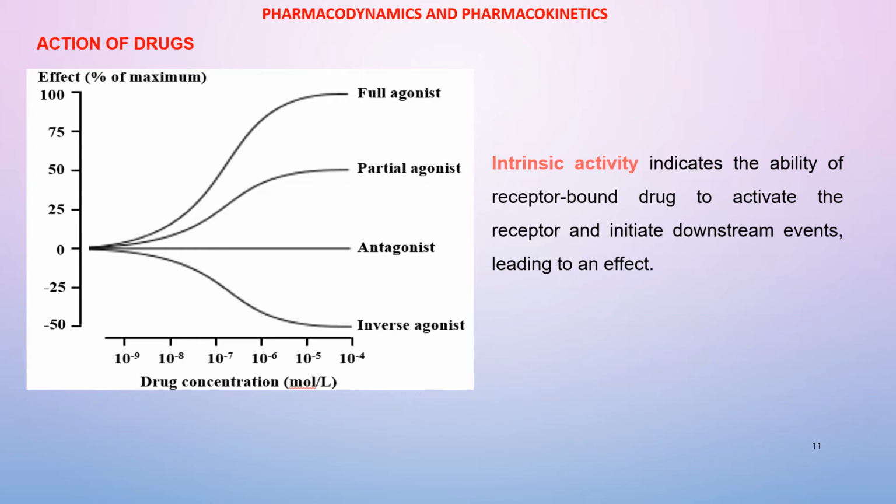Similarly, for partial agonist, the effect varies from 0 to 100%. Hence, the intrinsic activity is between 0 and 1. For an antagonist, the intrinsic activity is 0, while for an inverse agonist, the intrinsic activity is negative.